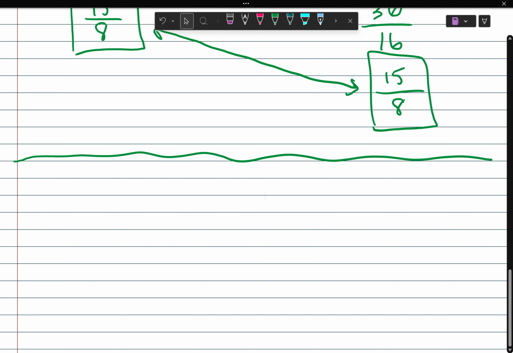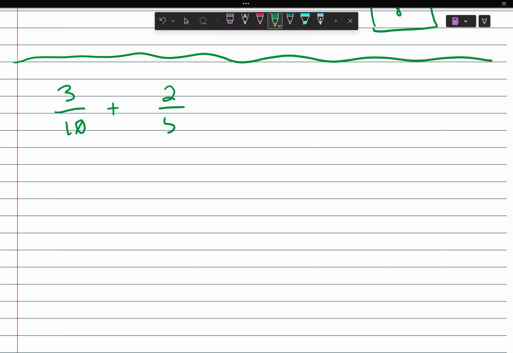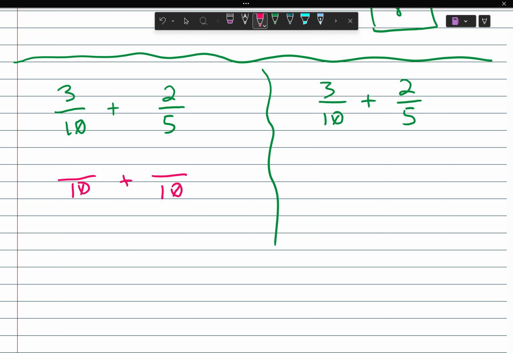All right, in this next one, the problem reads 3 tenths plus 2 fifths. Right, and I'll write it again on this side so we can do the other method, 3 tenths plus 2 fifths. All right, so next the LCD of 10 and 5 is 10, right? 10 is the smallest number that 5 and 10 can both go into evenly.